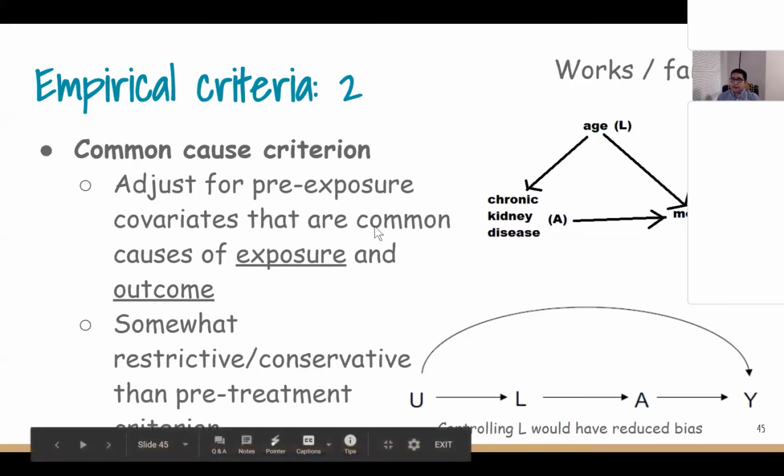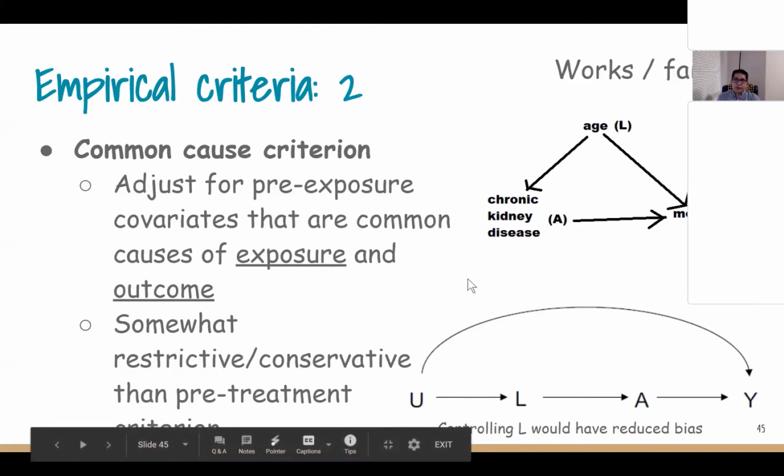So in this case, this U variable follows this criterion. That U variable is impacting your A, because this is an open path, and this U variable is also impacting your Y, but U is unmeasured. So in that case, you cannot really adjust for it, right? So this is one of the restrictions of not having the variable that you can measure.